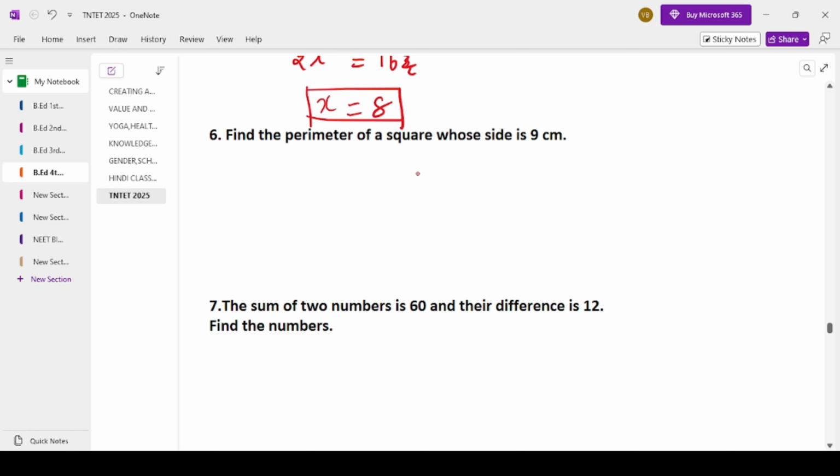Next, look, find the perimeter of a square whose side is 9 centimeters, they ask. Only the side is given. That is the given data. So to find the perimeter, the circumference, that is the distance around, for a square it is 4 times the side. So 4 into 9 is 36 centimeter is the answer.